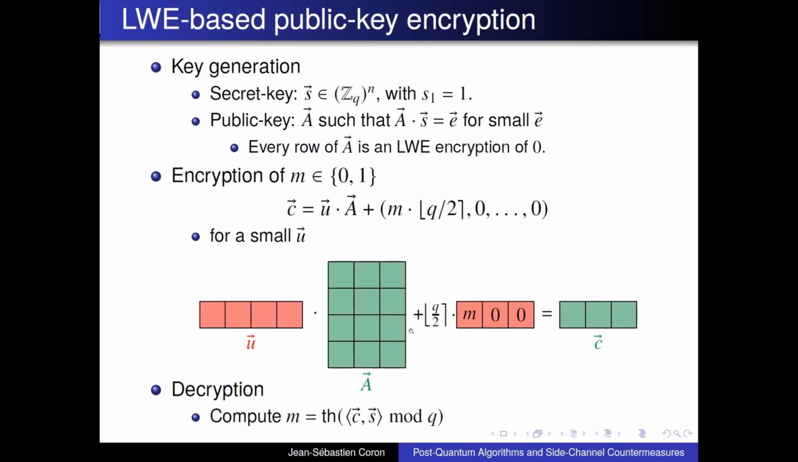And then at the end, we add Q/2 times M and 0, 0. So this vector is an encryption of M, because the first component is 1. And so eventually, we obtain a ciphertext, which is an encryption of the message M. So now, as you see, we have obtained a public key encryption scheme, because to encrypt, we only need to know the public matrix A. And of course, the decryption remains the same. We still compute this scalar product with the private key and apply the threshold function to recover the bit M.